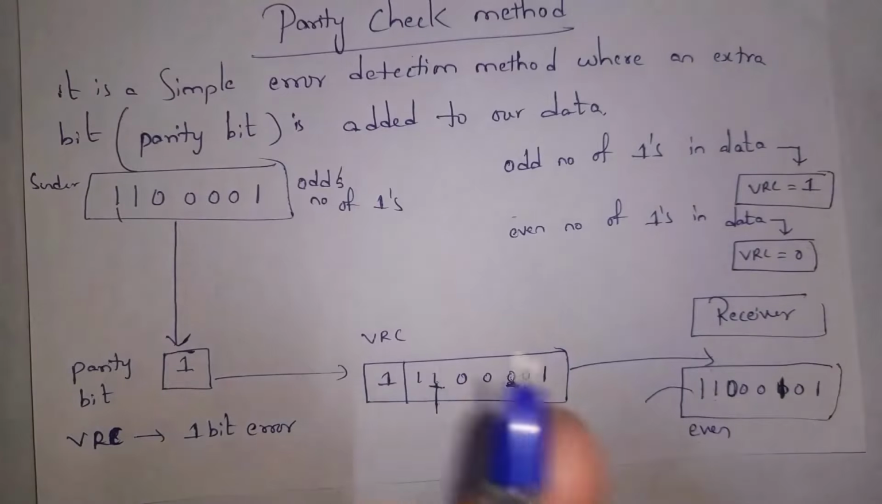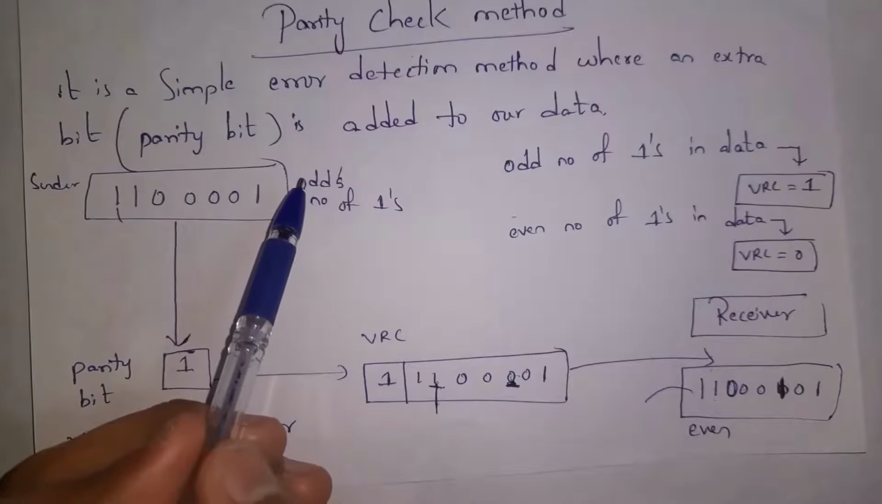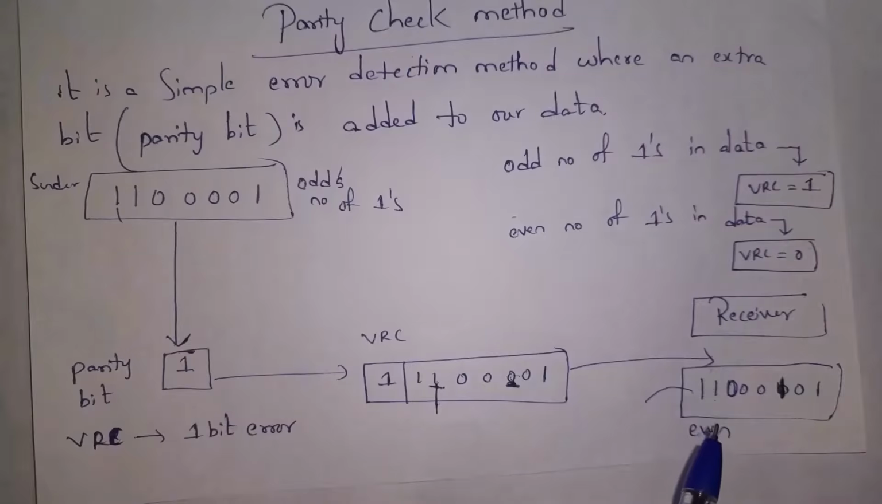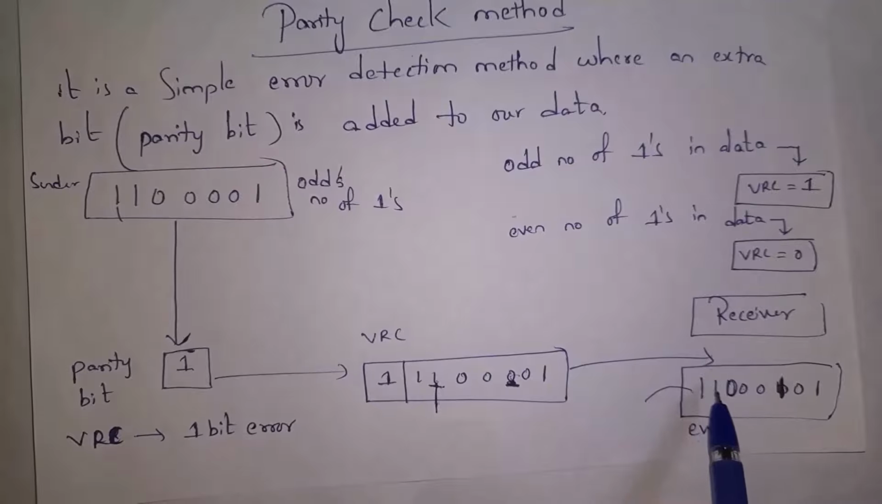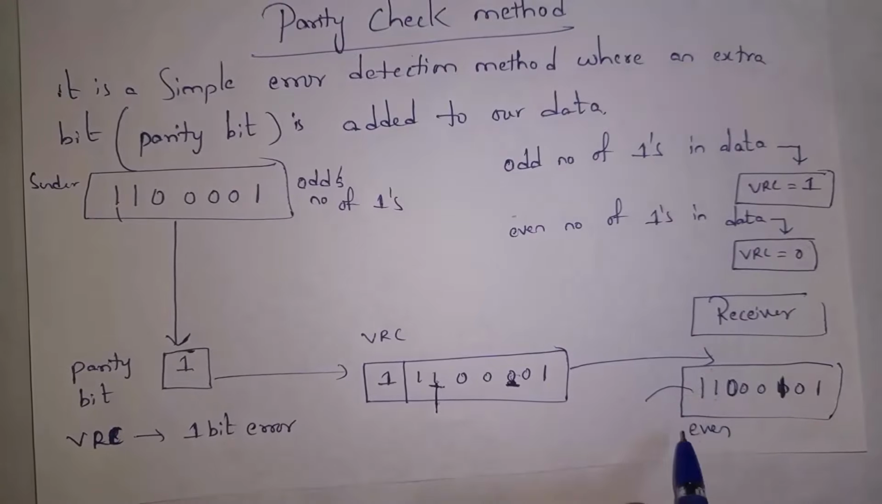So whenever the receiver receives data, it will count the ones. As the sender data contains an odd number of ones, the receiver count must be an even number of ones. Now if you observe, the count is 1, 2, 3, 4, which is an even number. Though 2 bits got changed, the receiver count is even. So the receiver will think that there are no errors in the data, but actually 2 bits got changed. So the VRC method cannot detect burst errors.